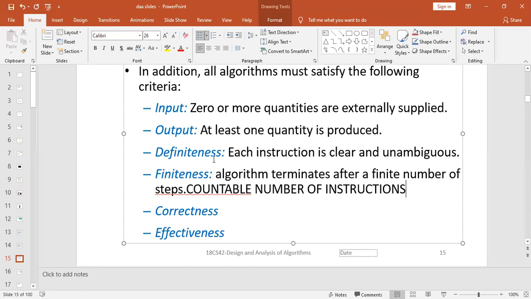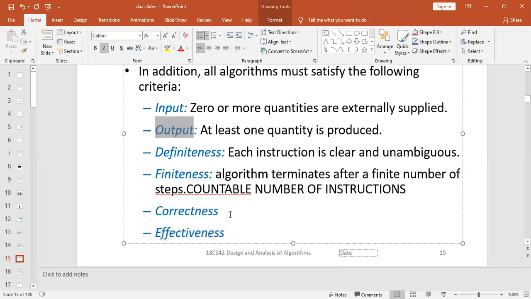Okay. So definite means, if you are performing the addition of two numbers, there should be an a plus b equation. So that we call it as definite. Finite means, what all the things you are going to give should be in countable number of instructions. Okay. So these two, definite and finite, are related with input. So now you come to correct and effective. Okay, so that is related to output.